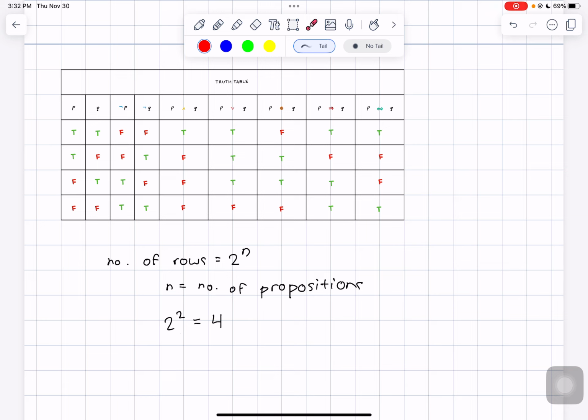Next one, last one. Biconditional says that the biconditional statement is true if both are true or both are false. That is why we have true here. If they're different or opposite, we have false.